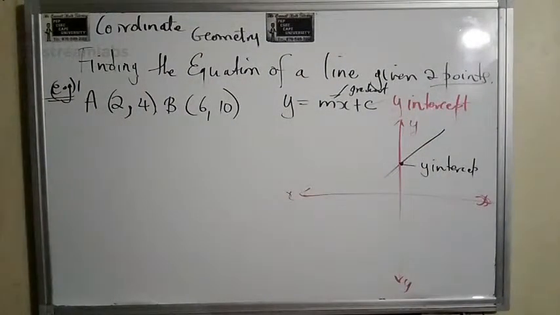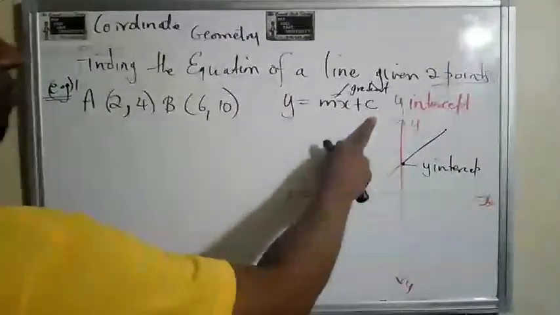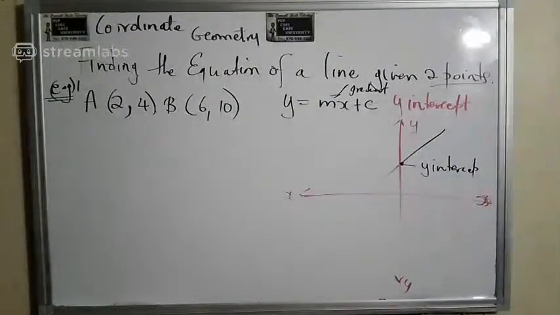Alright, so let's go. Let me take this step by step. First thing we need to do is find the gradient, which is m. And when we find m, we find c. And I'm going to take you through the steps very slowly, in slow motion. No rush.